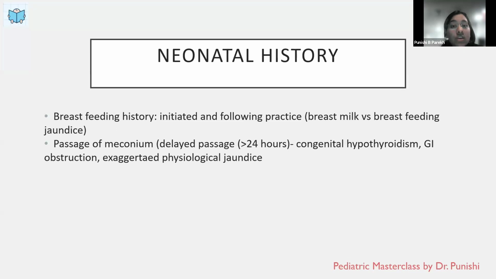Now, neonatal history, very important is your breastfeeding history. When was breastfeeding initiated? And following initiation, what has the practice been like? Whether the child is able to feed well, how is the latching, and whether the feeding is adequate or not. So how do you assess if the feeding is adequate? We've discussed this in a lot more detail in the normal newborn case, but I'll just quickly go over it.